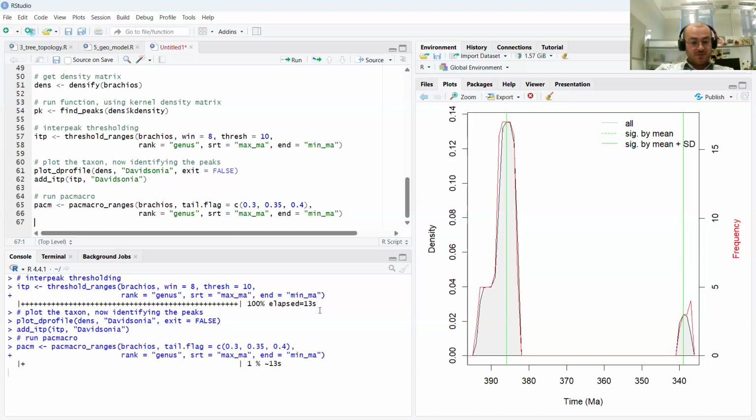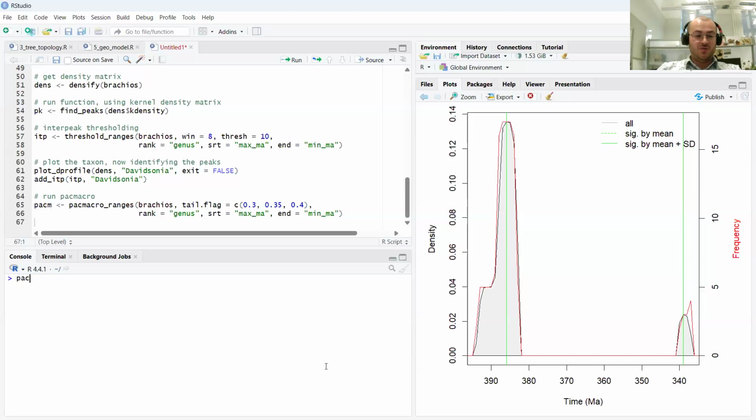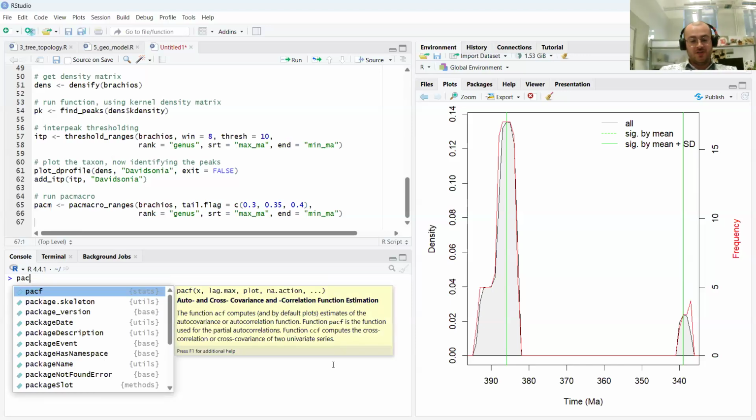Finally, pack macro ranges. Again, quite a simple output from this one. It will tick forwards through your data set. Bearing in mind, this is going through 150,000 occurrences in a few seconds, so it definitely can scale well to large data sets and to iteration over different function parameters if you want to test sensitivity.